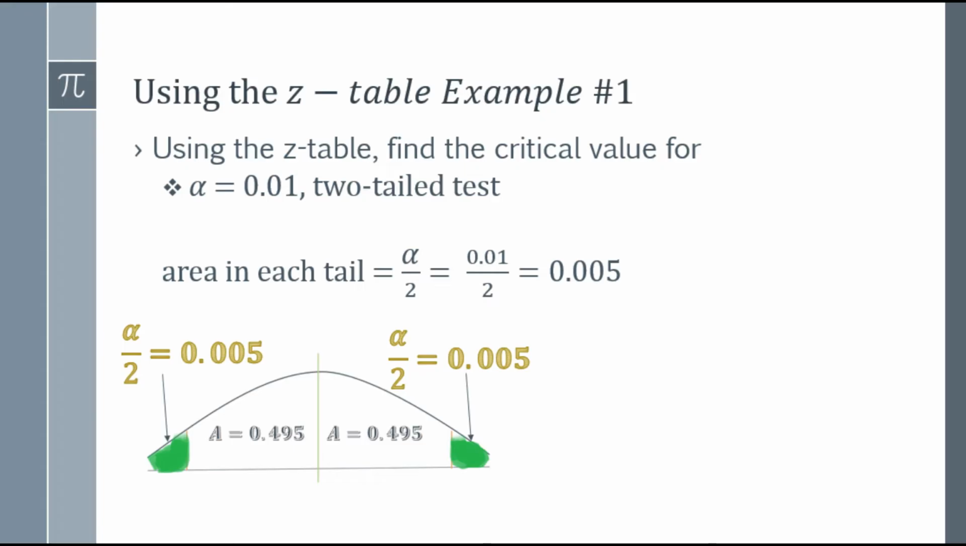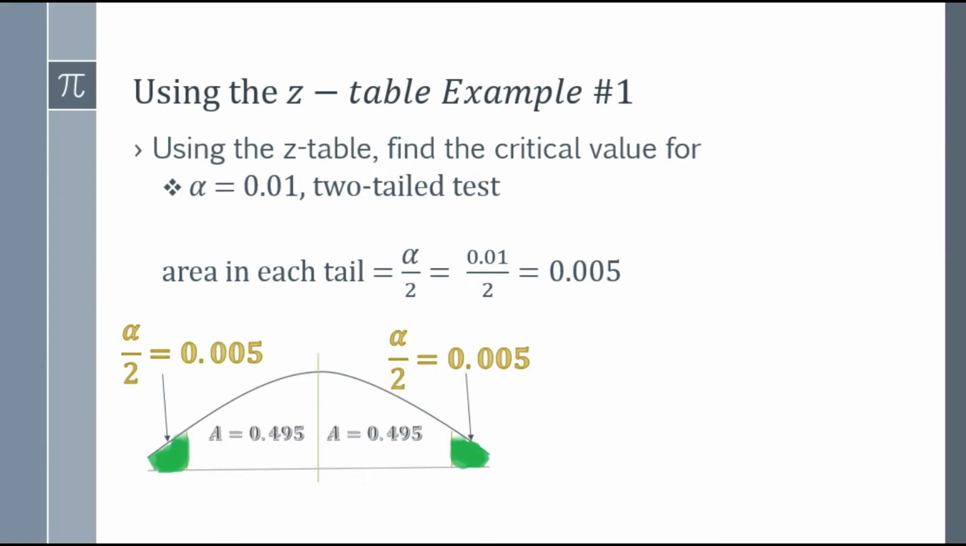Saan ba nanggaling yung 0.495? Remember, yung buong area sa ilalim ng curve is 1. Okay? So, sa gitna niyan, that will be 0.5. So, 0.495 yung sa kaliwang hindi shaded region at kanan din is 0.495. So, dapat mag-equal lahat yan sa 1. So, yung non-critical region mo, ito yung 0.495 dun sa kaliwa at sa kanan din. 0.495 each.